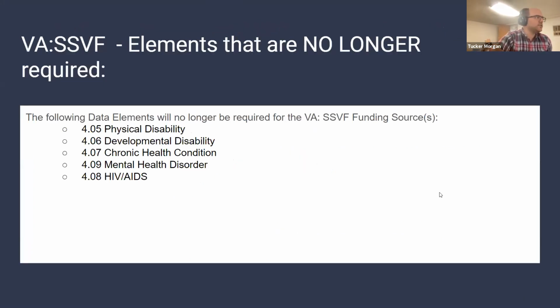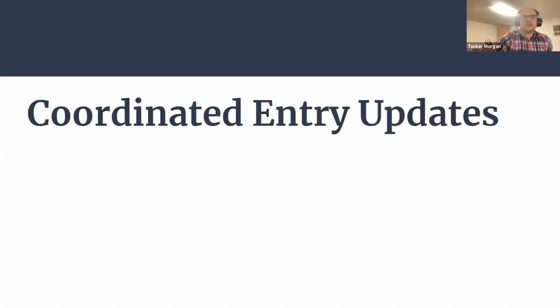And the other change for SSBF is that SSBF is no longer required to complete all of the program-specific data elements about disability. So those fields, I think, were already not required by homeless prevention, but now will also not be required by rapid rehousing. Are there any other questions that have come up? Okay.